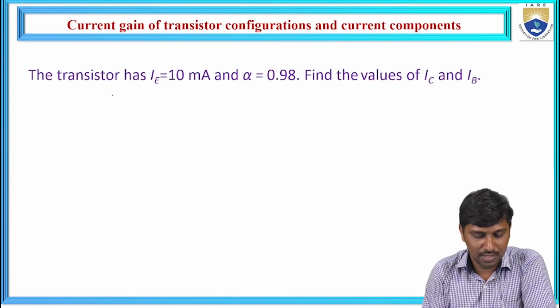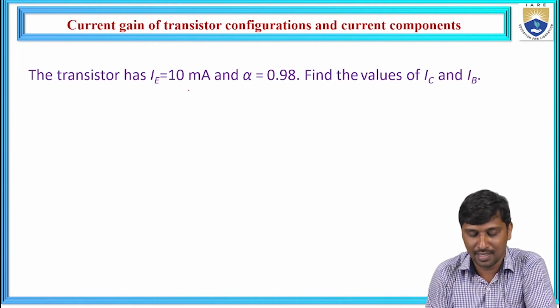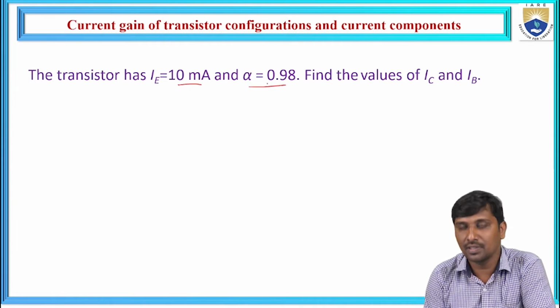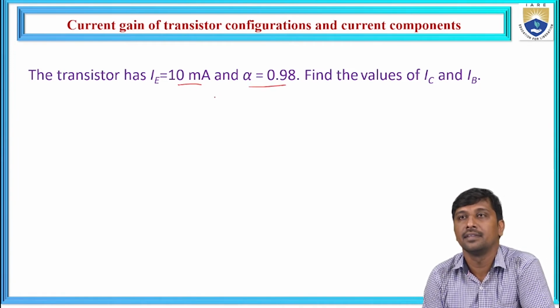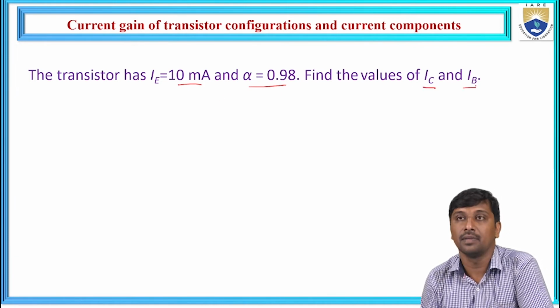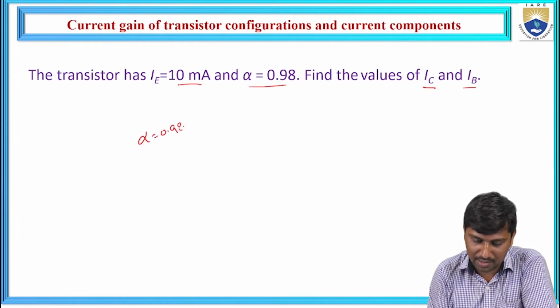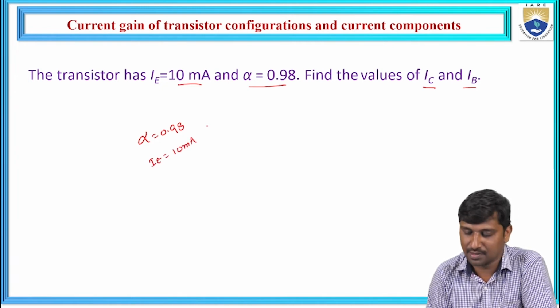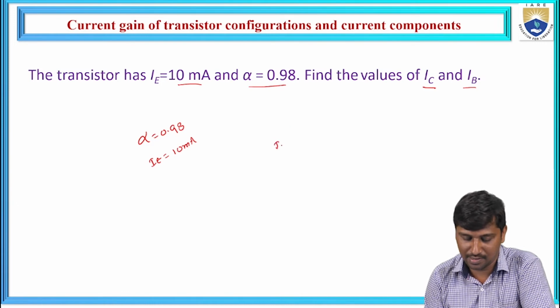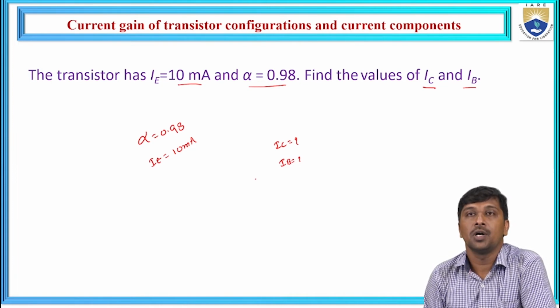Now, another question is, the transistor has an emitter current of 10 milliamperes and alpha is 0.98. Find the values of IC and IB. Based on the given specifications, alpha is 0.98 and emitter current is 10 milliamperes. Now we need to calculate IC and IB. So how to find this one?